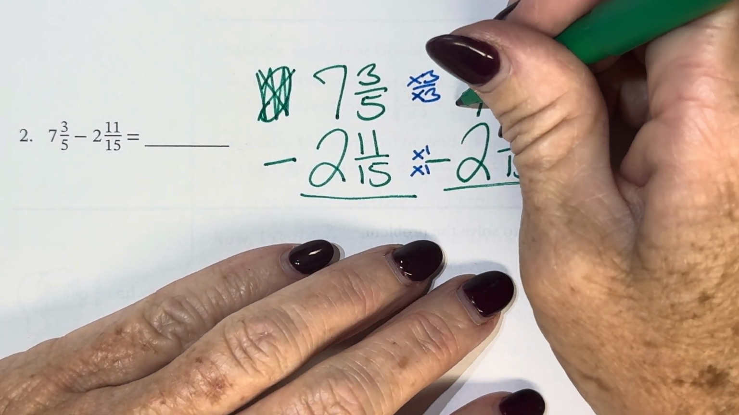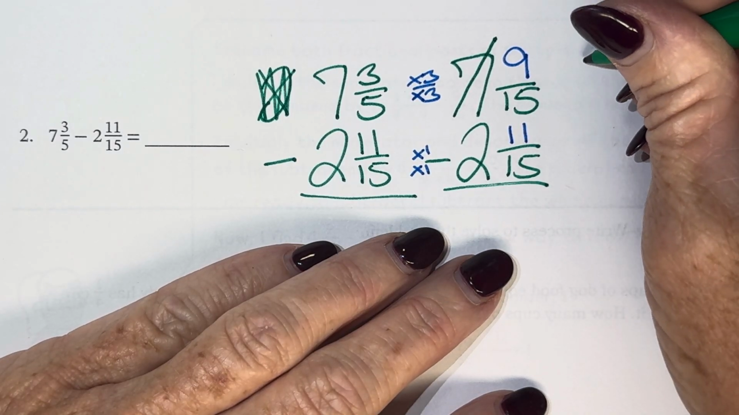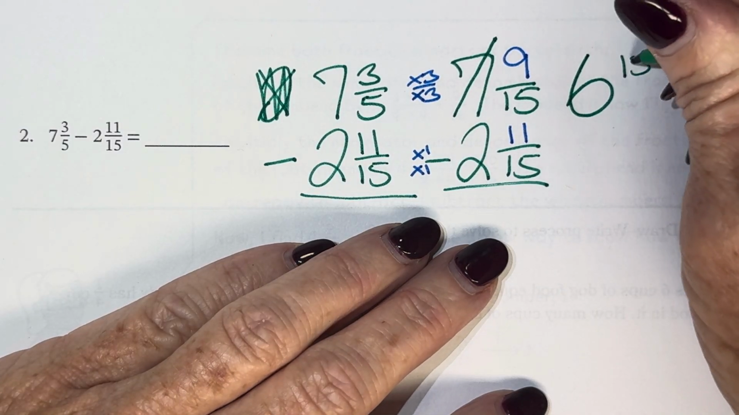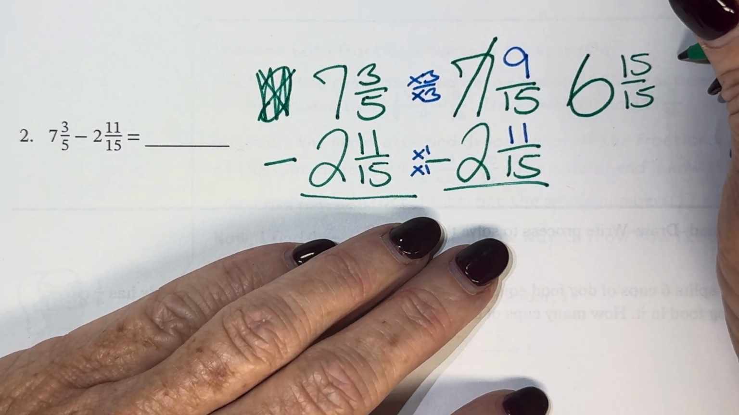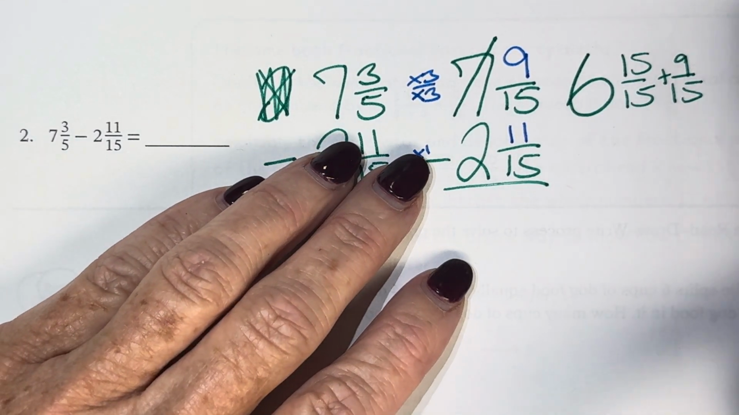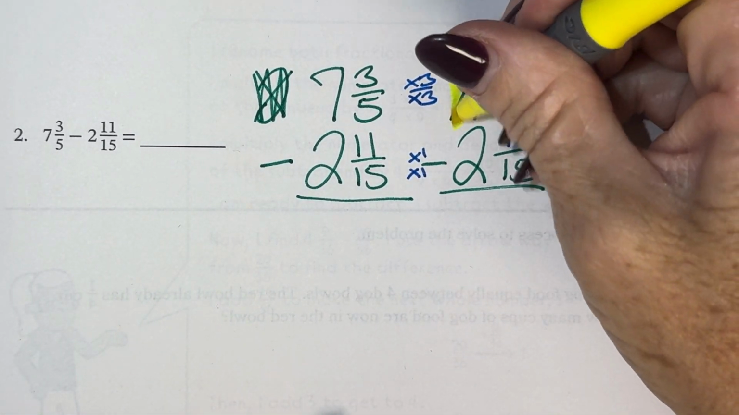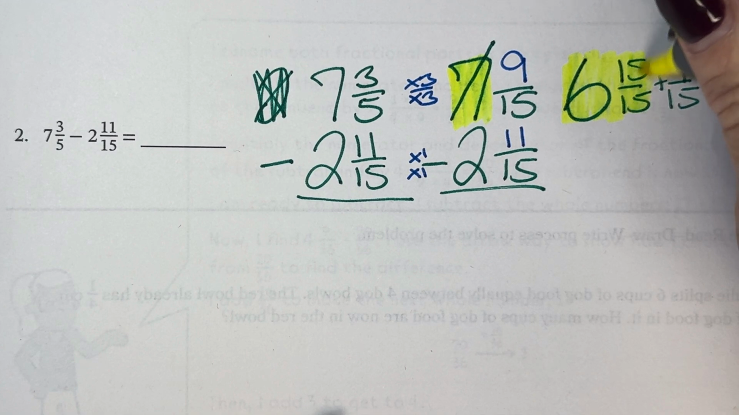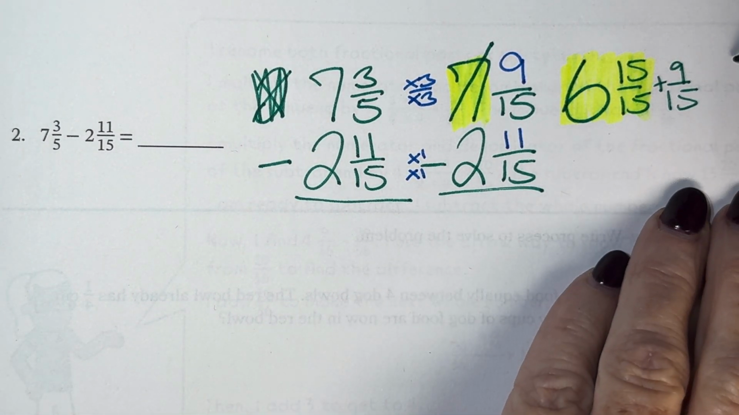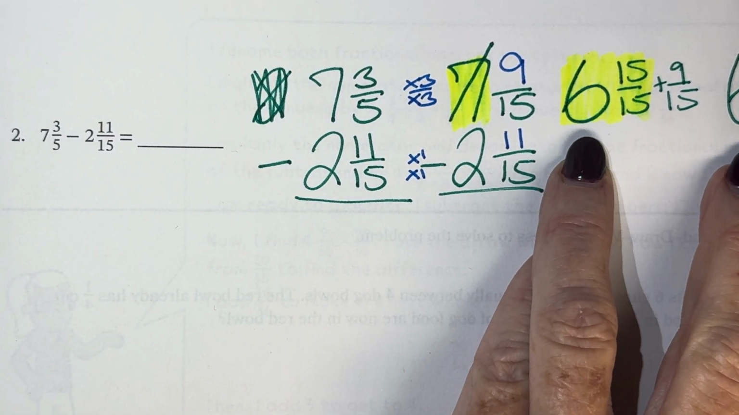Well, I'm going to take away a whole, which leaves me with how many wholes? 6 wholes. And I'm going to turn that into 15 fifteenths. But I already had 9 fifteenths. So this is the tricky part. This equals the 7 right here. But I already had these 9 fifteenths. So what I really end up with is 6 and 24 fifteenths.